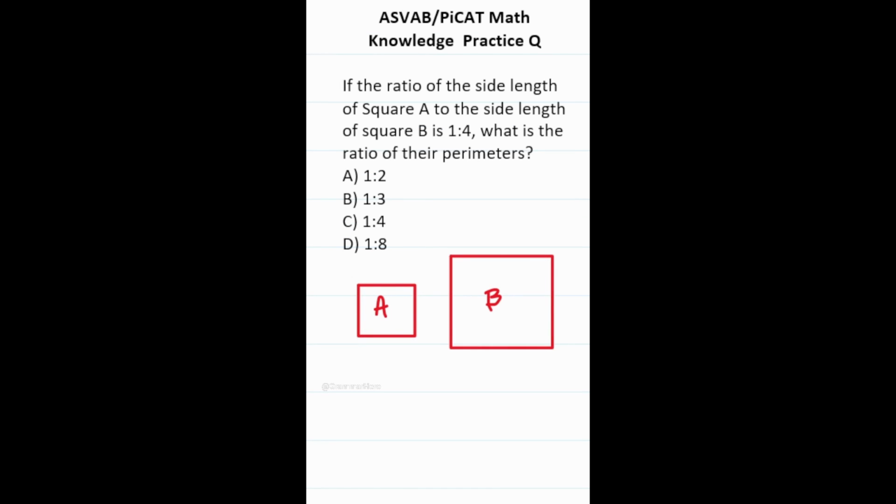This ASVAB PiCAT Math Knowledge Practice Test question says if the ratio of the side length of square A to the side length of square B is 1 to 4, what is the ratio of their perimeters? So we know their side lengths have a ratio of 1 to 4. So I can say this side length is 1 and this side length is 4. Well, we know some characteristics of squares, notably that in squares all the sides are equal. So if this side's 1, all these other sides are 1. Let's find the perimeter of square A. It's going to be 1 plus 1 plus 1 plus 1, or 4. Again, to find perimeter, you just add up all the sides.